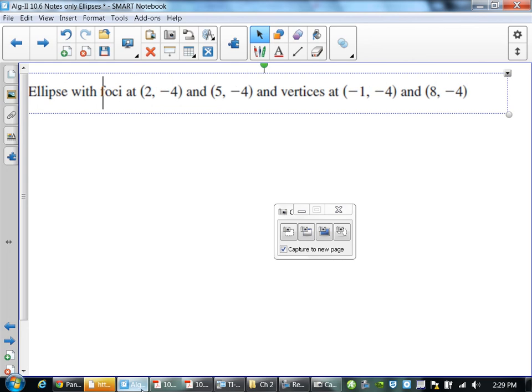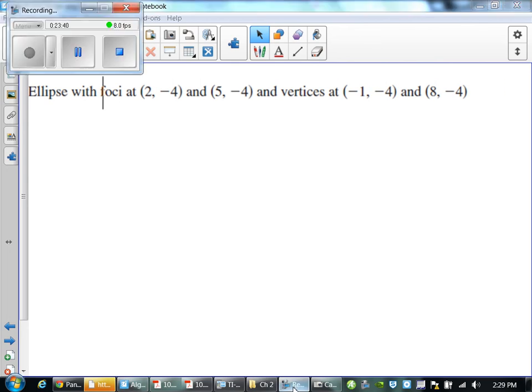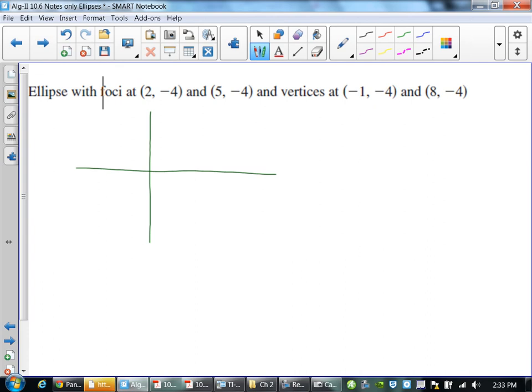Go ahead and take a minute, write down the equation for me. Take a minute and go ahead and do this one. I can already tell you we're going to graph it. We have foci at (2, -4) and (5, -4), which means it's going to go left and right, so a squared is underneath the x. Vertices at (-1, -4) and (8, -4).